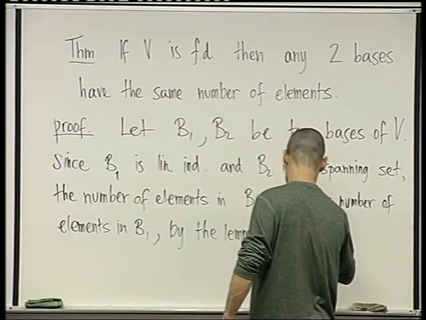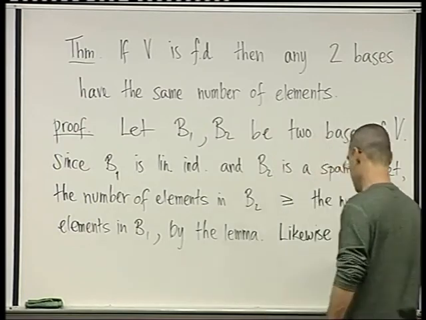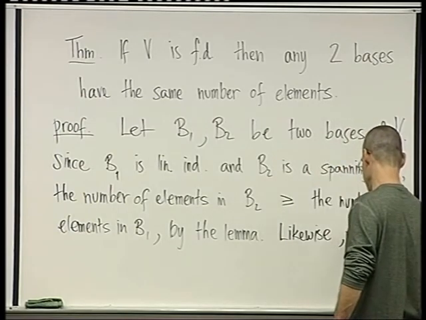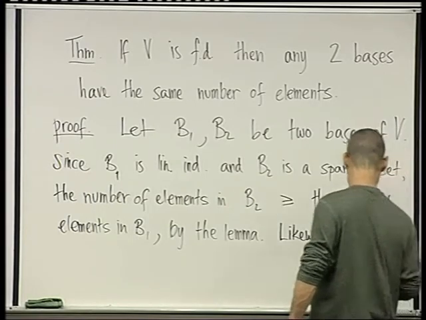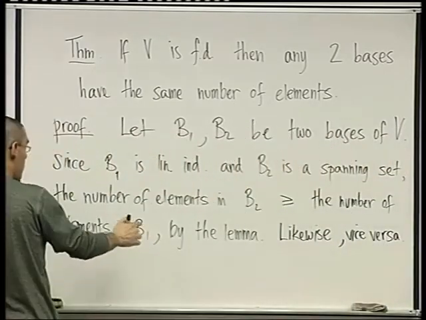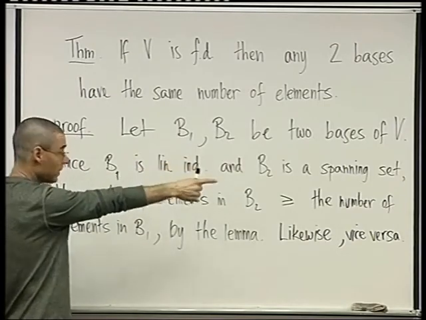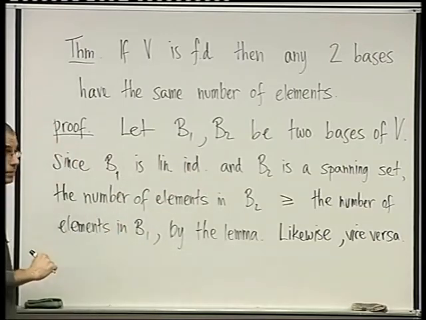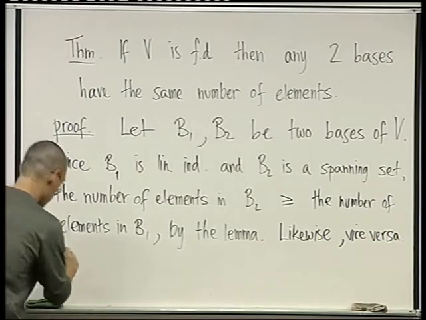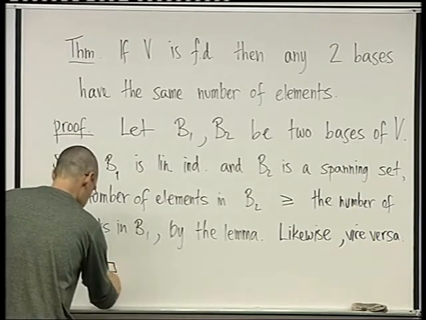Likewise, vice versa. So likewise, since B2 is a linearly independent set and B1 is a spanning set, the number of elements in B1 is greater or equal to the number of elements in B2. Okay, so that's the likewise vice versa. Therefore, they are equal.